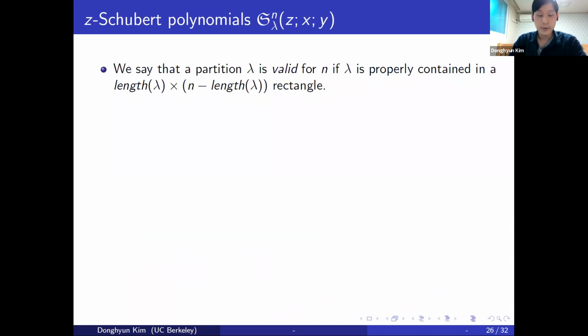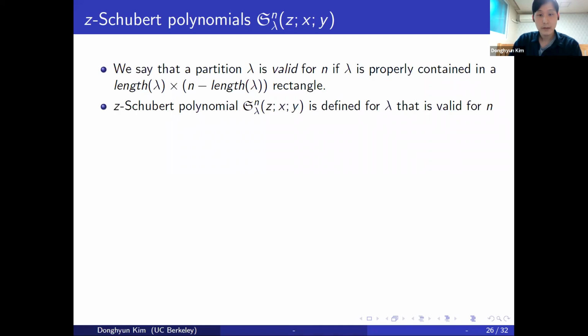Okay, now I'll introduce Z Schubert polynomials. We say that a partition lambda is valid for n if lambda is properly contained in a length(lambda) cross (n minus length(lambda)) rectangle. And it is an exercise to show that valid partitions are in bijection with Grassmannian permutations. And we define the Z Schubert polynomial as S(n, lambda) if lambda is valid for n.